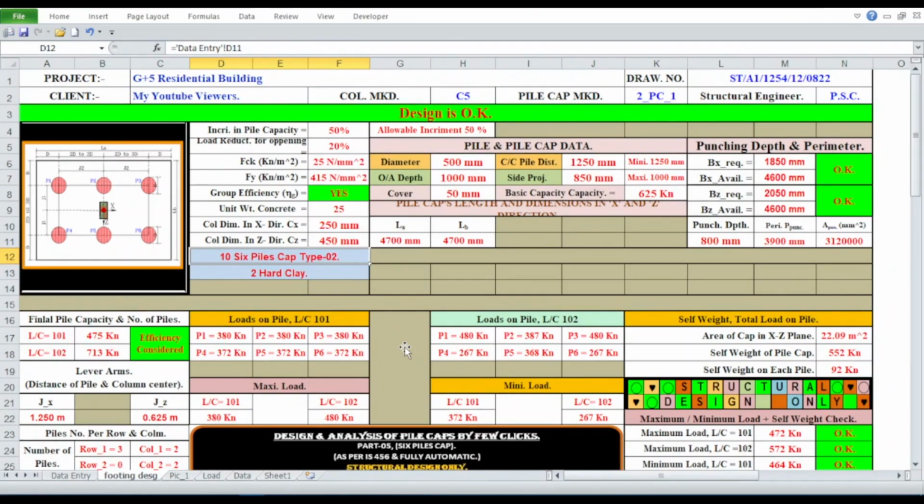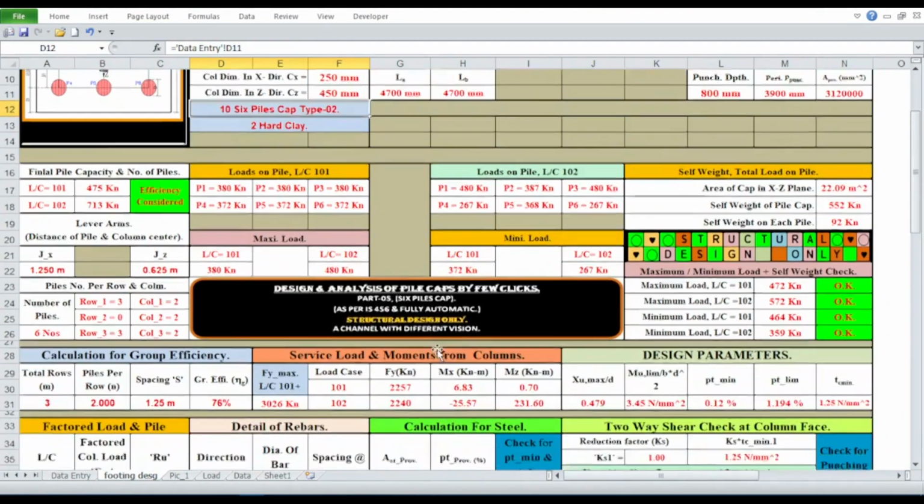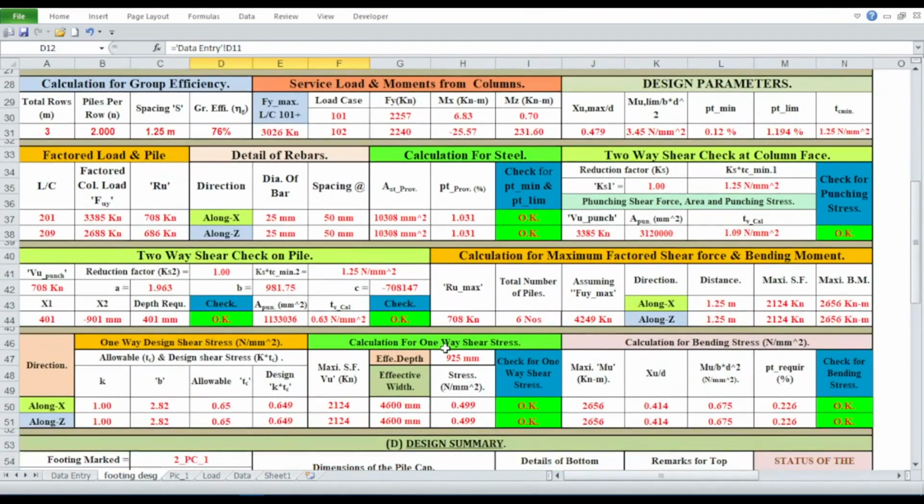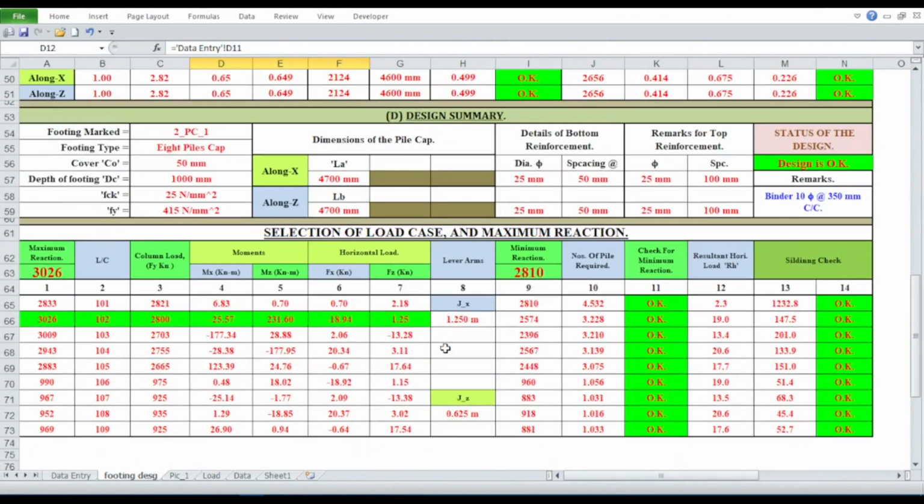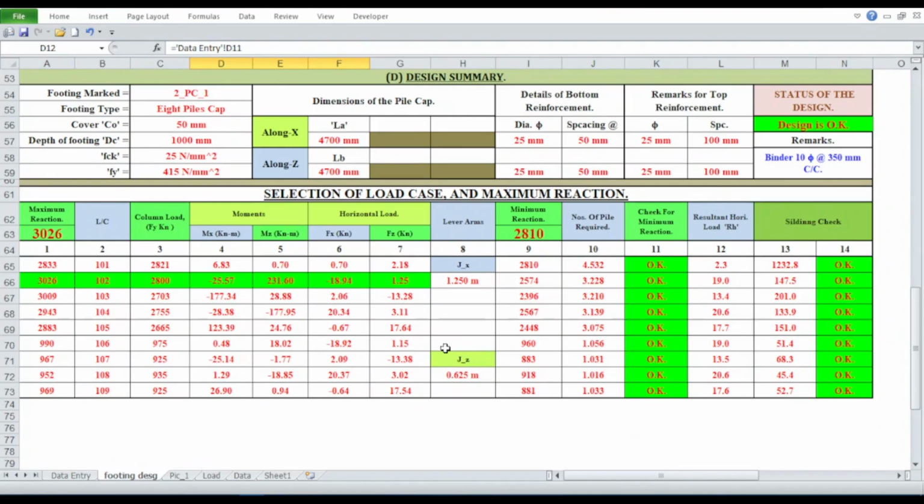This is our total calculation sheet, and this is load case, loads, number of minimum pile required, check for minimum reaction, sliding check, etc.